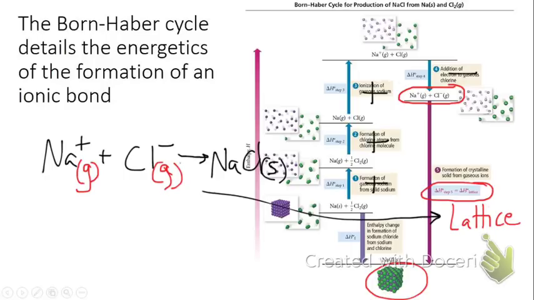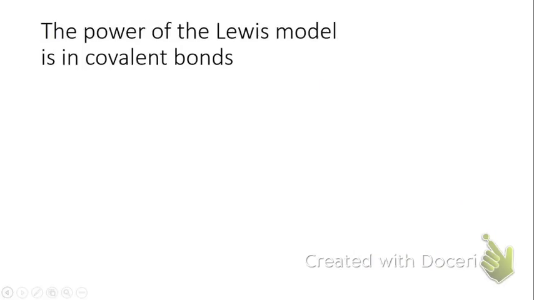The Lewis structure can be applied to ionic compounds, but what the Lewis model and the Lewis structures really can show us is covalent compounds. So, let's look at an example of this. So 59A.